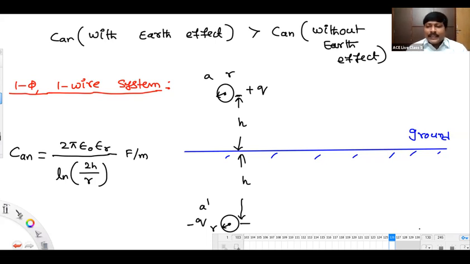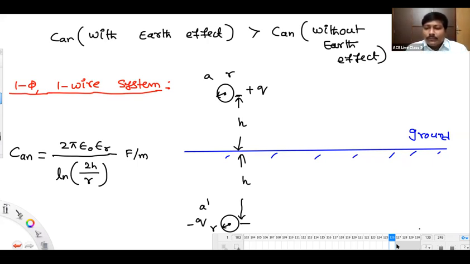So it's about single phase, single wire. Next, we'll think about the three phase, 3 wire system. Very simple. Above the ground, if there is only one charge existing, only one conductor existing, definitely we should take the image charge and then only we have to go for the capacitance calculation.